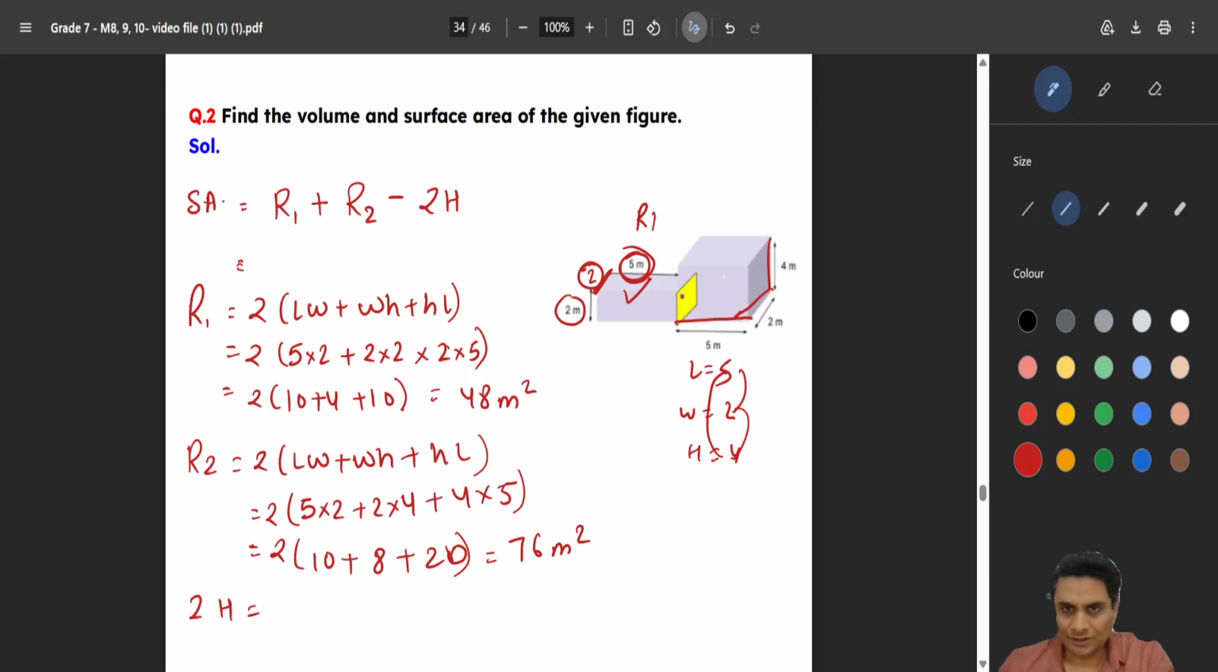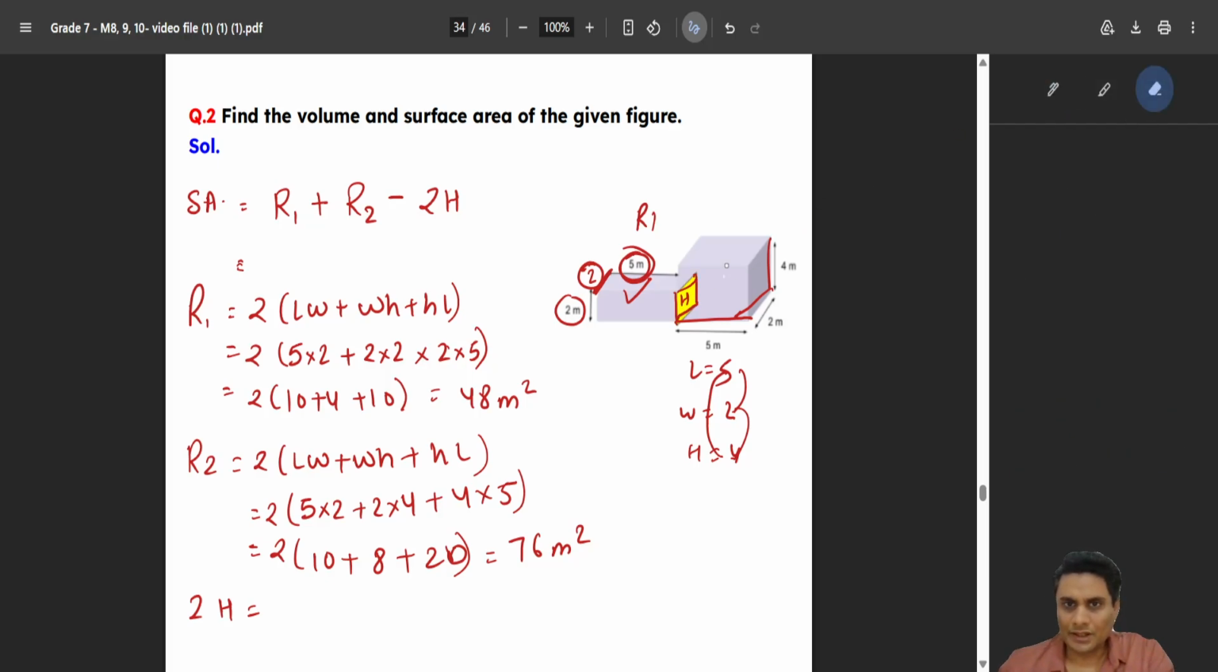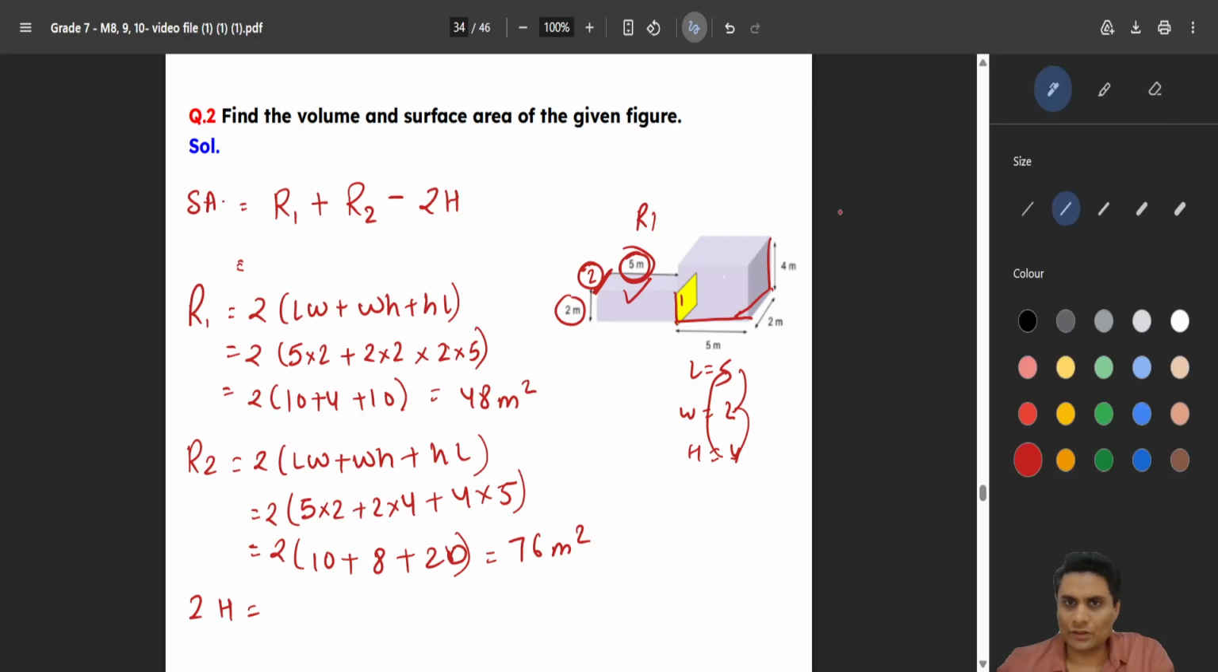What is h? Check this one. This is a rectangle, correct? Yes or no? Check carefully. How do you find the area of a rectangle? To find the area of a rectangle, we do the length times the width. So we need this. What will be this? This will be equal to 2 here. Yes or no? And how much is this one? If you will see here, this is equal to 2.